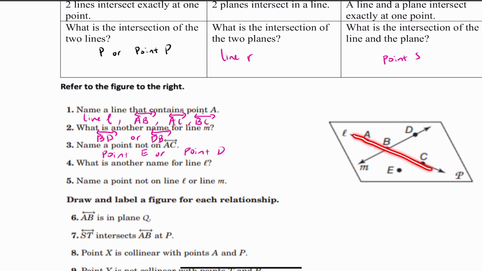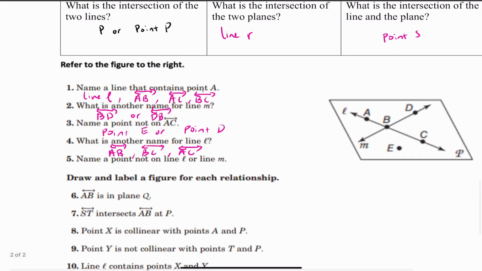Number 4, what is another name for line L? So line L is right here. Again, you need 2 points to name a line. So you can write AB with a line above it. You can call that BC with a line above it, or you can call that line AC with a line above it.